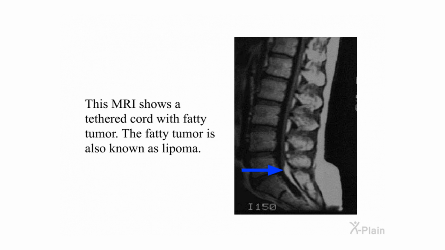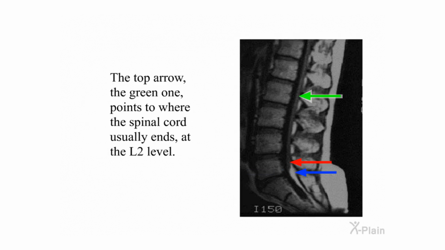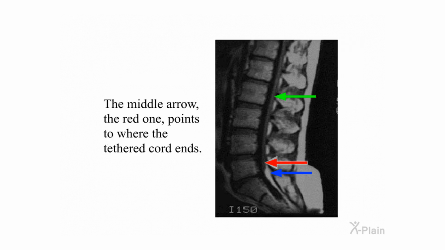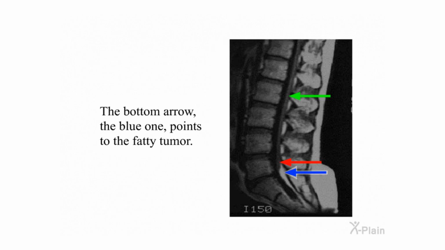This MRI shows a tethered cord with fatty tumor. The fatty tumor is also known as lipoma. The top arrow, the green one, points to where the spinal cord usually ends, at the L2 level. The middle arrow, the red one, points to where the tethered cord ends. The bottom arrow, the blue one, points to the fatty tumor.